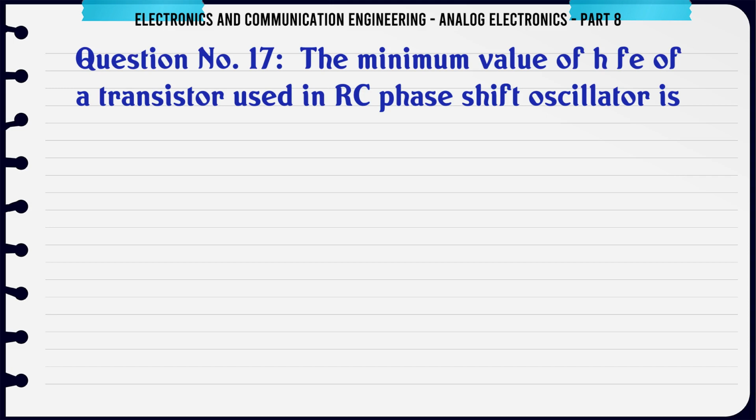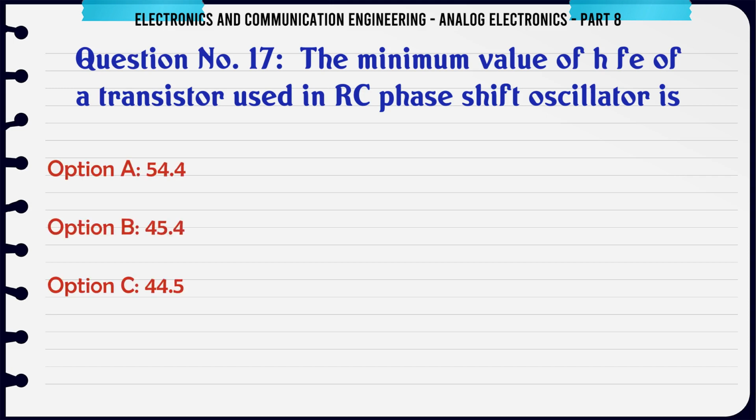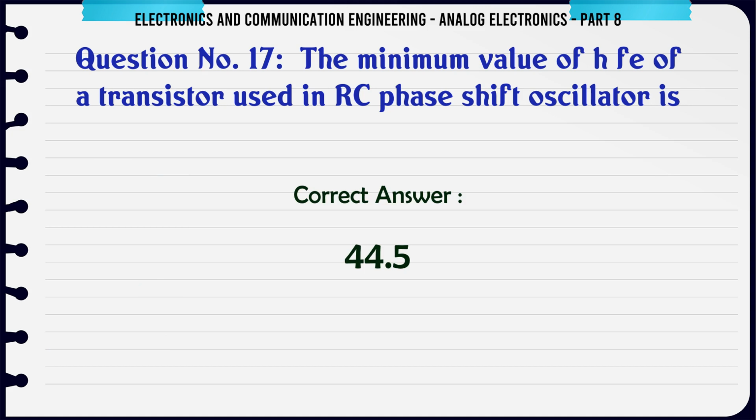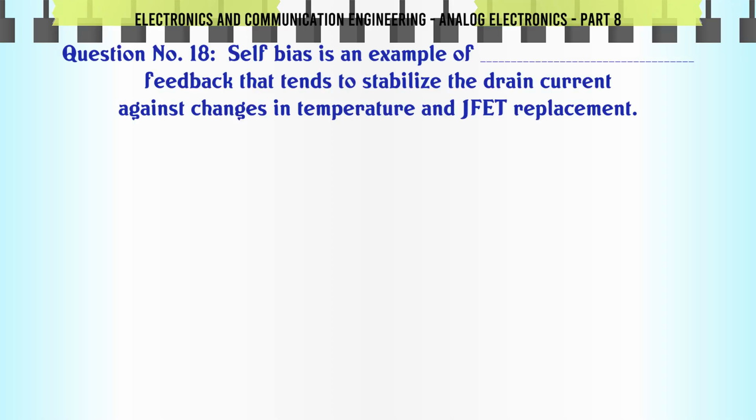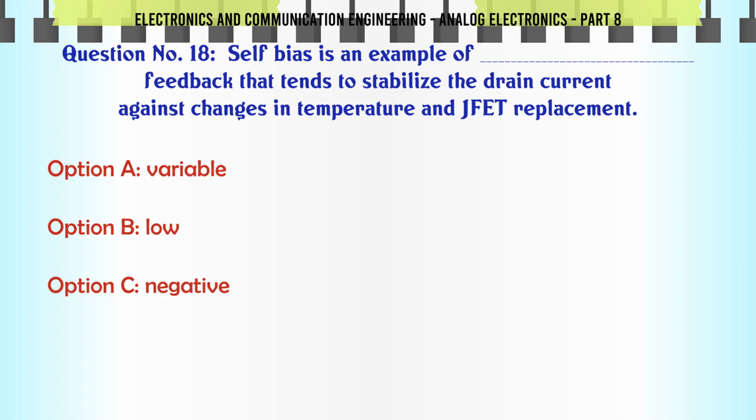The minimum value of h_fe of a transistor used in an RC phase shift oscillator is: A, 54.4. B, 45.4. C, 44.5. D, 29. The correct answer is 44.5.